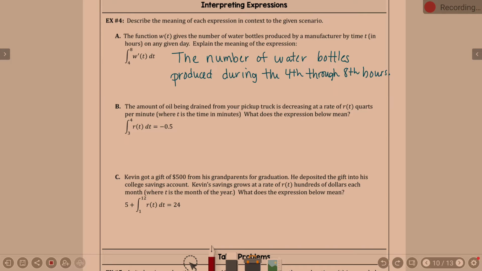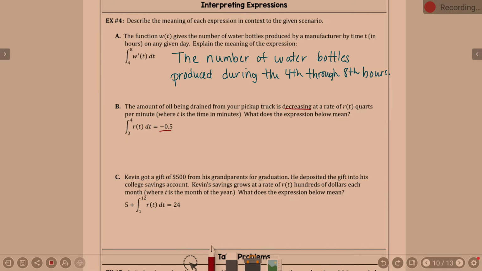Three and 4 says 3 minutes, 4 minutes, right? So between the 3rd and 4th minute, right? What's that negative 0.5 represent? Decreasing. Okay. It says decreasing, right? It's decreasing at the rate. The fact that this is a negative indicates decreasing.